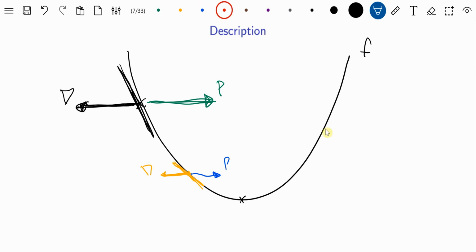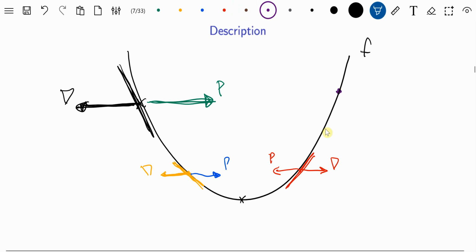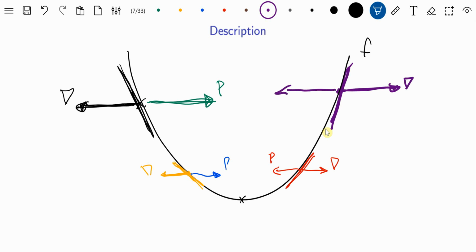And you can do the same thing here. Here the slope is positive and small, going the other direction. You are moving towards this minimum. And similarly here, the slope is positive and large. So this is our gradient, and it's large, and this is our direction.